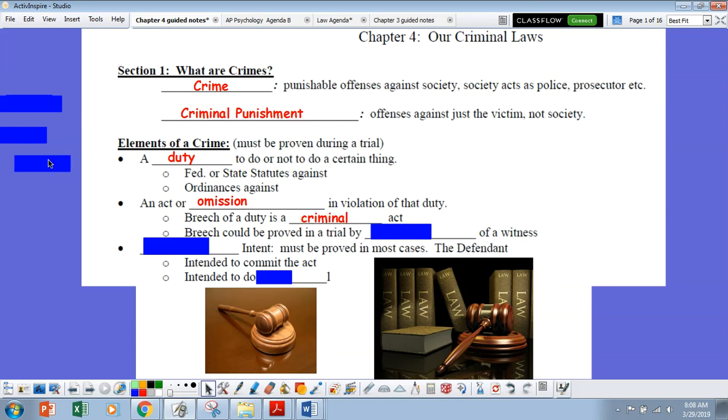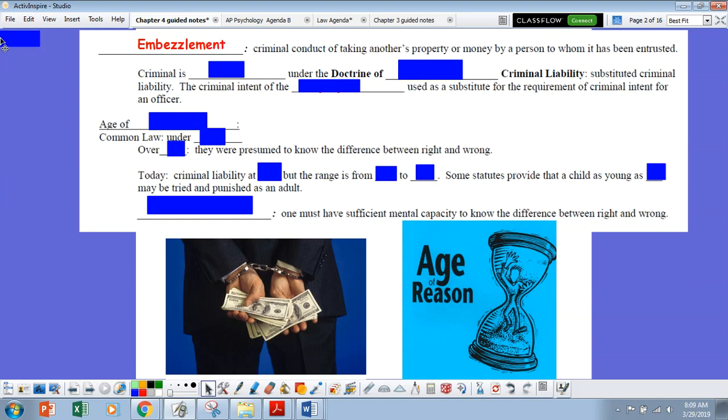So a breach of duty is a criminal act, and a breach could be proven in trial by testimony of a witness. And then criminal intent. That must be proved in most cases. The defendant, for the most part, intended to commit the act and intended to do evil or harm. When we talk about embezzlement, this is criminal conduct that involves the taking of another's property or money by a person to whom it has been entrusted.